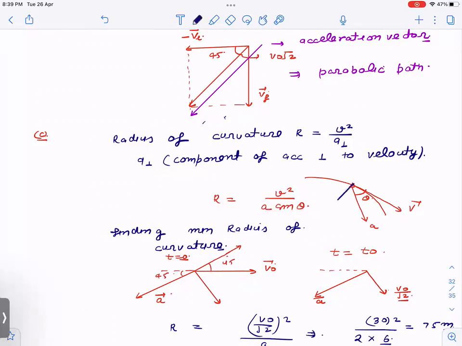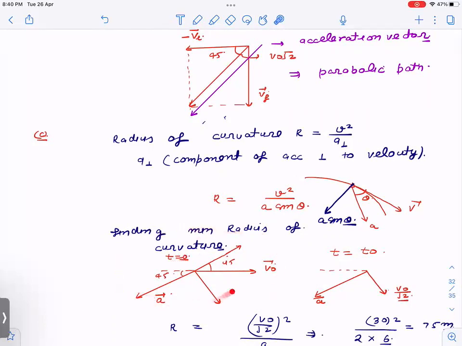So this component is A sine theta, right? This you can relate with centripetal acceleration, V square by R, right? So same thing. Now to find the minimum radius of curvature, R will be minimum if V is minimum, right? And the component along the perpendicular is maximum. Fine, do you understand?